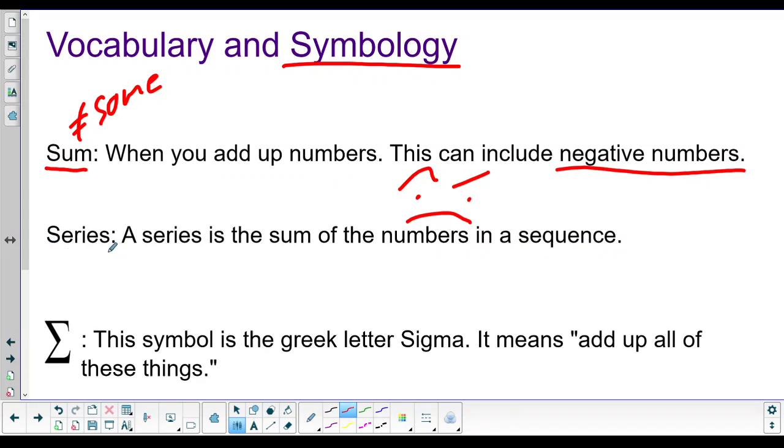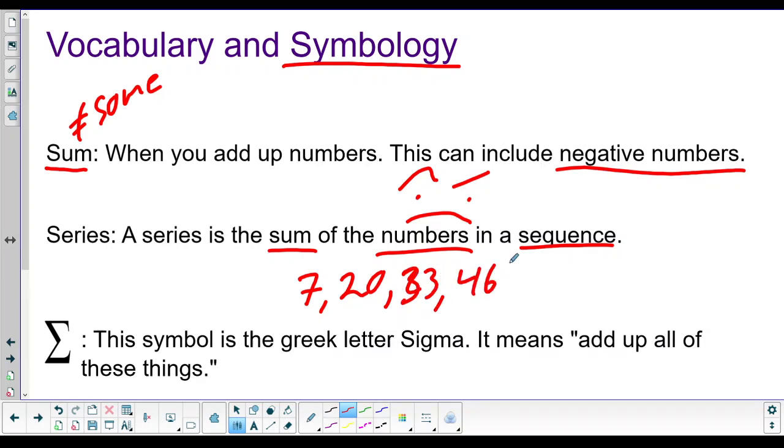A series is a special thing in math. A series is the sum of the numbers in a sequence. So if we have our favorite sequence, let's say it starts with 7 and we add 13. Wait, hold on. There we go. Add 13. I can do math. To turn this sequence into a series is super easy. Watch this. Now it's a series. That's the only difference. A series is when you add up all the numbers in a list.